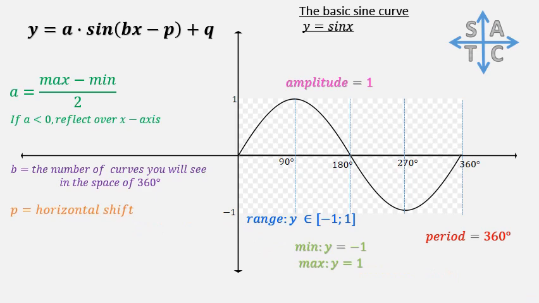P represents your horizontal shift and Q represents your vertical shift. You can get this Q value by taking your maximum, adding your minimum, and dividing by 2.